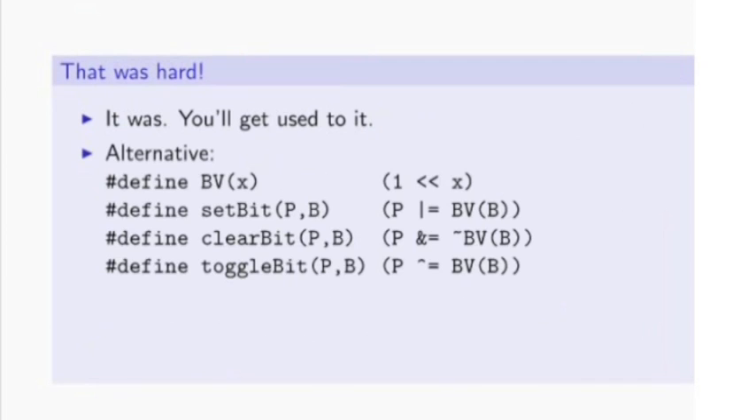If you don't want to get used to it, here are 4 macros that can do all the bit twiddling for you. The first one just does a bit shift. The mnemonic is bit value. The others set, clear, and toggle bits just as we've described, using the same thing. And these macros work in standard C, and to my eyes make the code a lot more readable.